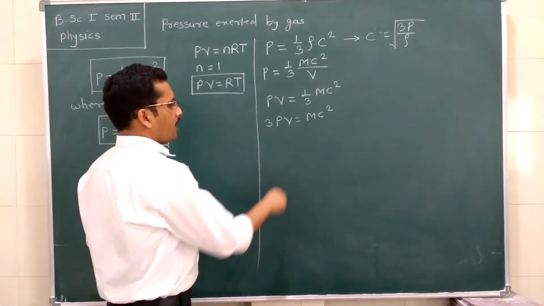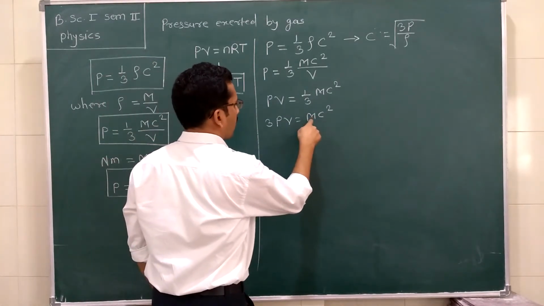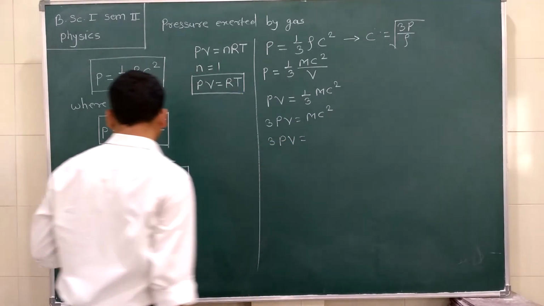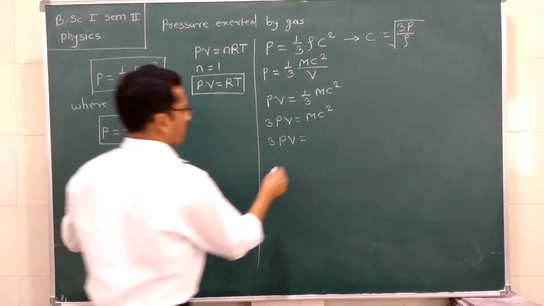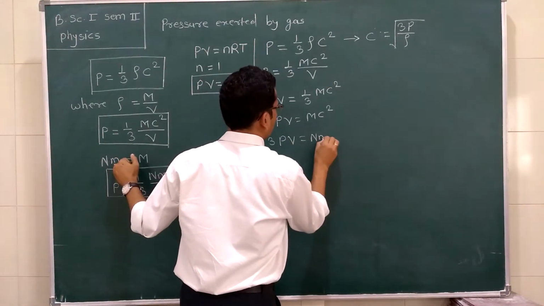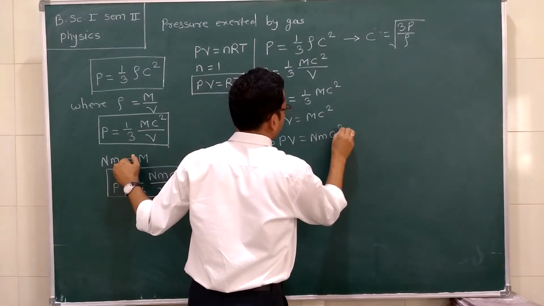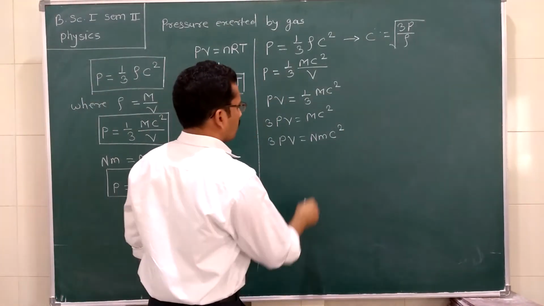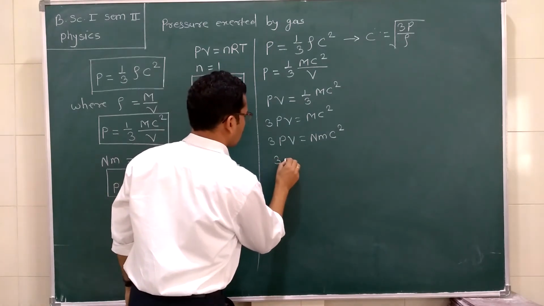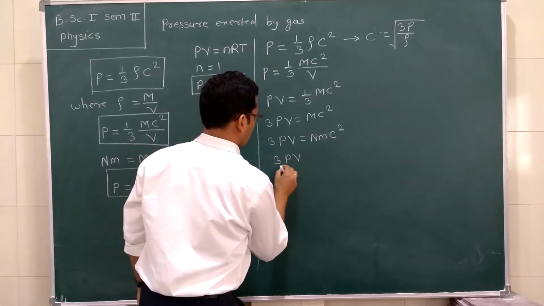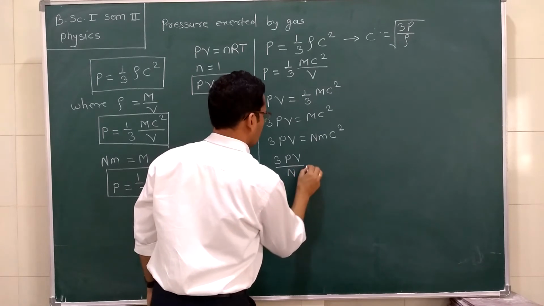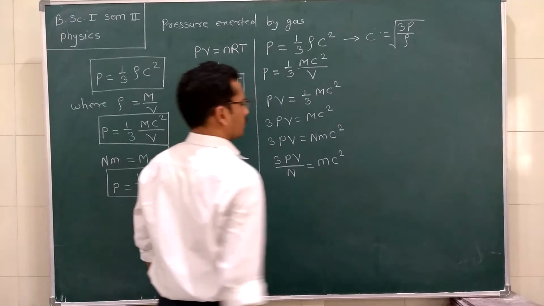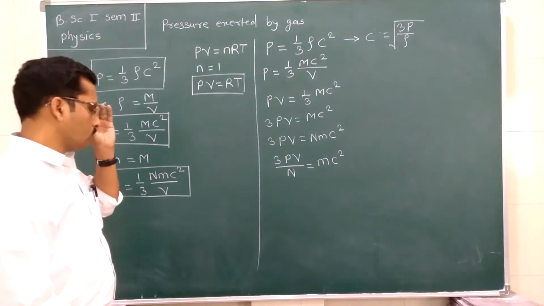Now we can write here that the total mass M is equal to N multiplied by m. So PV is equal to N m multiplied by c square. Therefore we can write 3PV divided by N is equal to mc square.